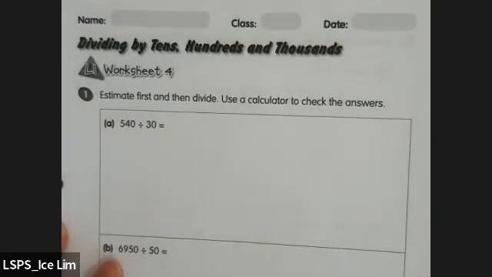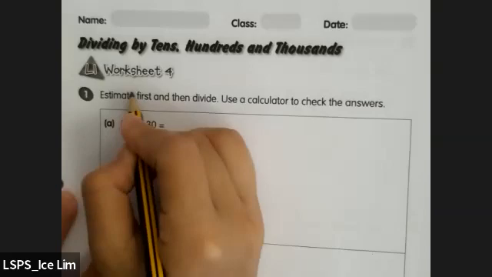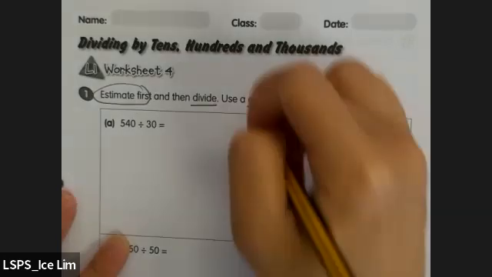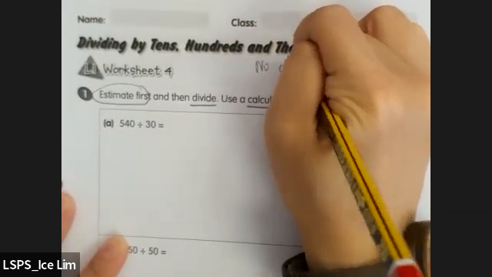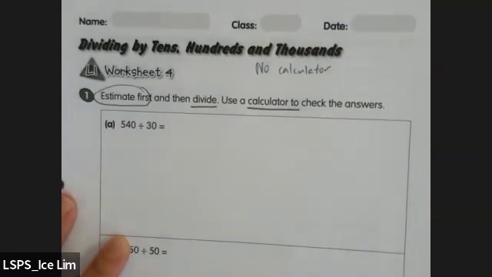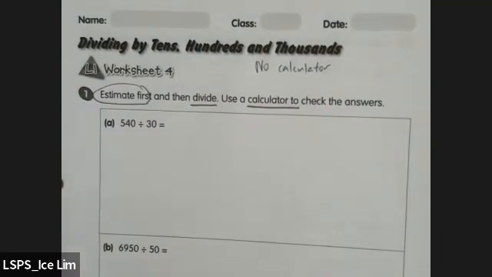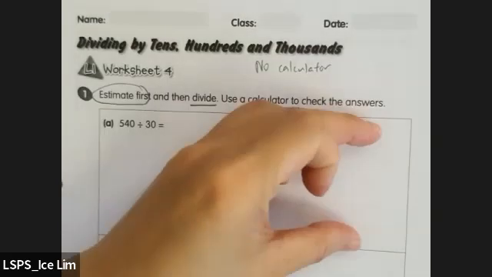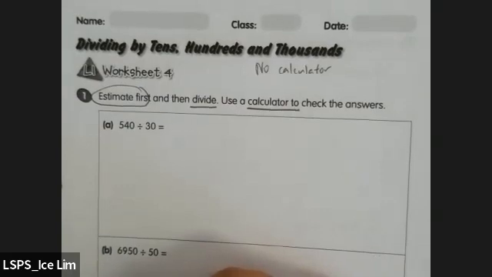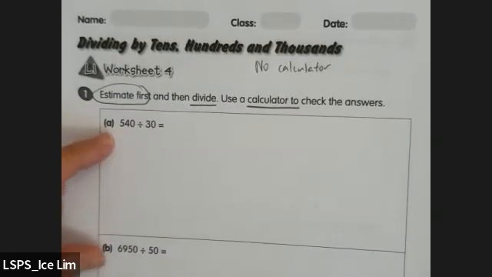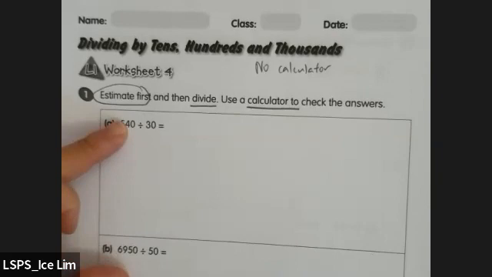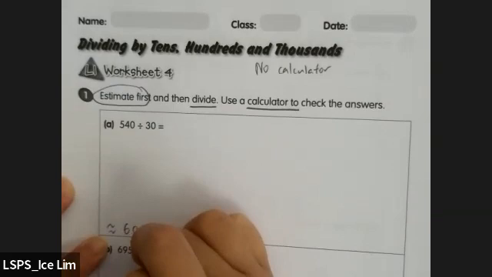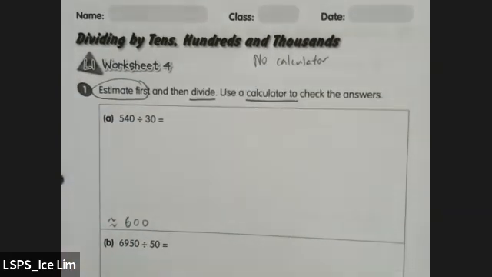So we have estimate first, then divide. Use a calculator to check the answers. So please, no calculator to try out solving these questions. Now, I will skip the estimation portion to focus on the work here. Why is the estimation a bit difficult? Because you really have to be good with the timetable. For example, I can do an estimation here. I will go with 600 instead of estimating 500.